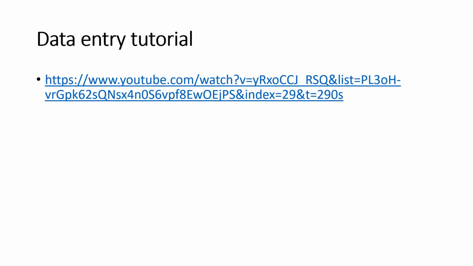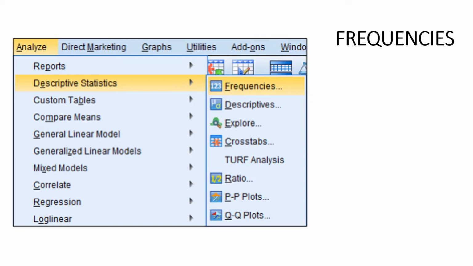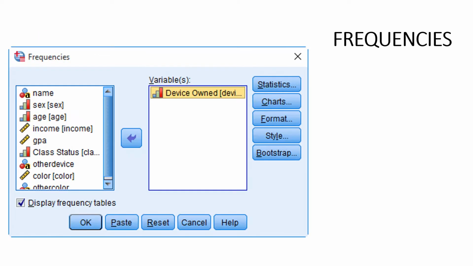Here's a data entry tutorial that you might want to look at. Okay, the next thing you want to do is analyze the descriptive statistics of your data. One thing you can do to get your descriptive statistics is by using frequencies. In SPSS, it's here in Analyze. You click Analyze, then Descriptive Statistics, and then Frequencies. And then you put in the variable that you want to get the descriptive statistics for. For example, here it is the device owned.